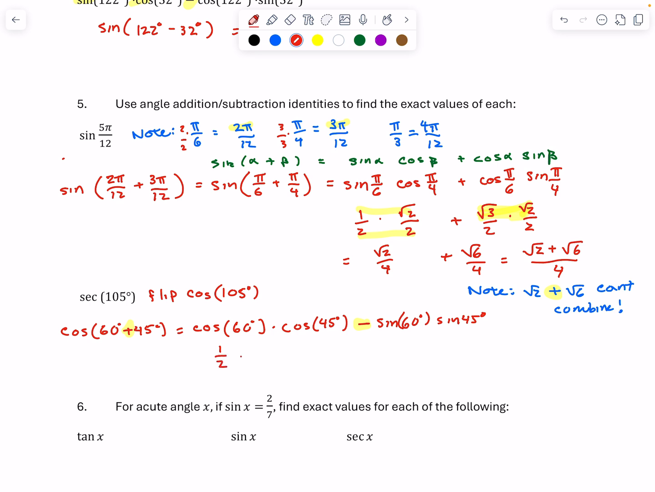Sine of 30 is 1/2. Sine of 60 is root 3 over 2. Cosine 60 is back to 1/2.